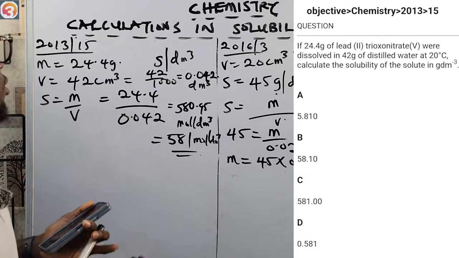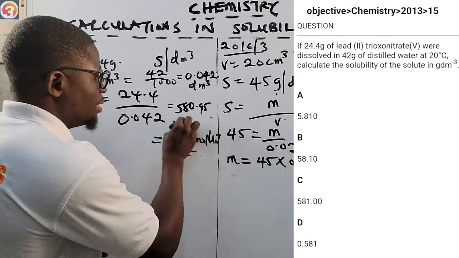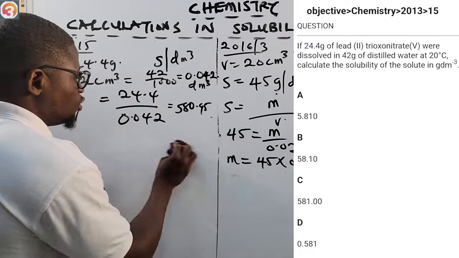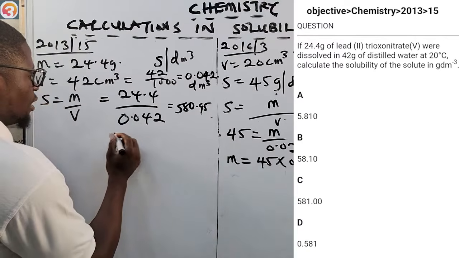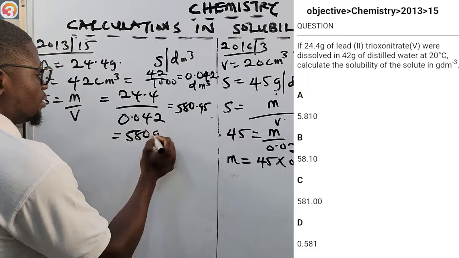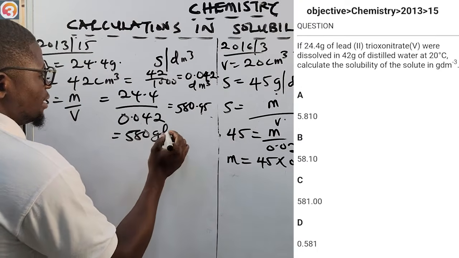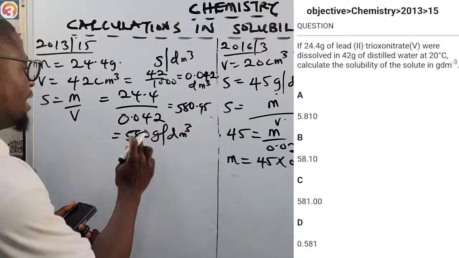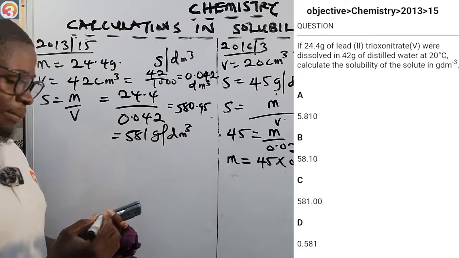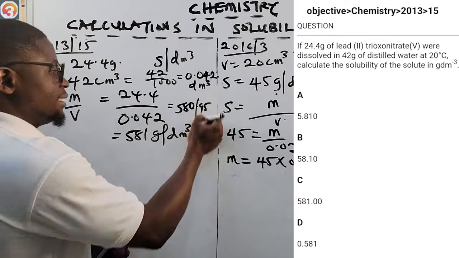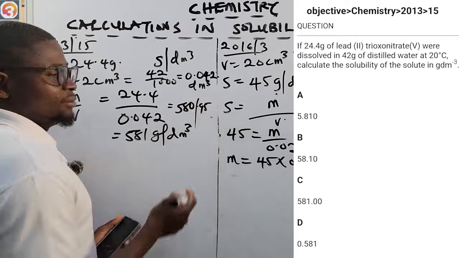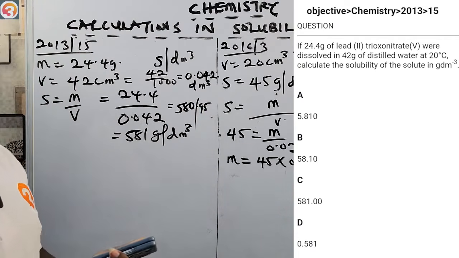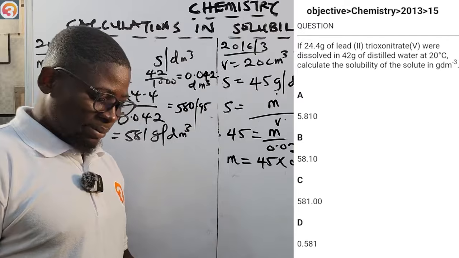No, not in mole per dm cube, but in gram per dm cube. Let us not miss the units. It's going to be in gram per dm cube. We're going to have 580 gram per dm cube. All right, 581 now, sorry, gram per dm cube. So we approximated it here. From 9, you add 1. We have done approximation in mathematics, so if you have not watched it, that's a problem.